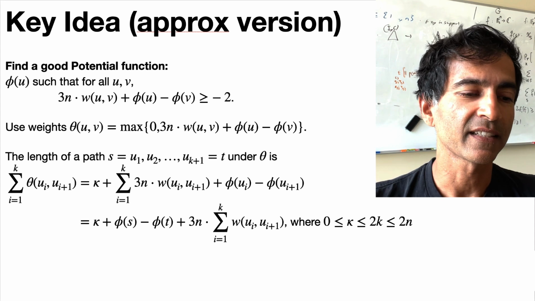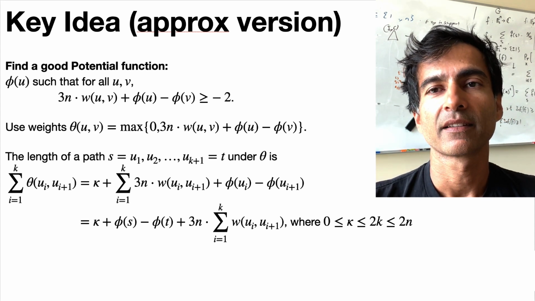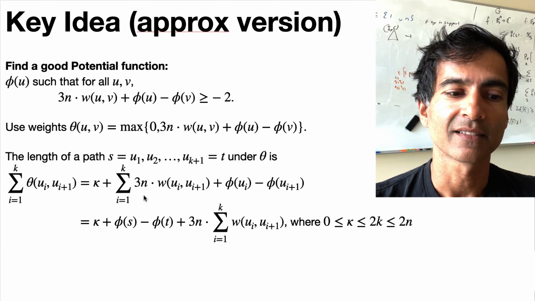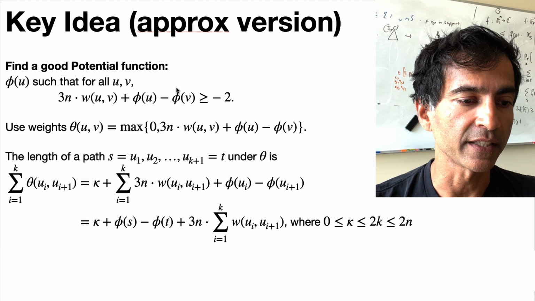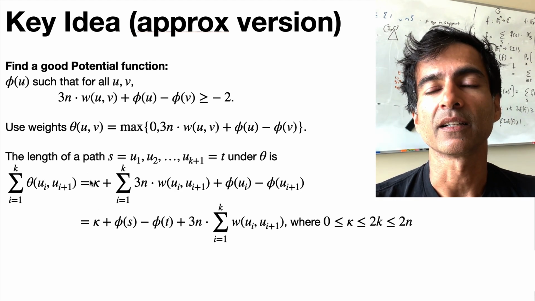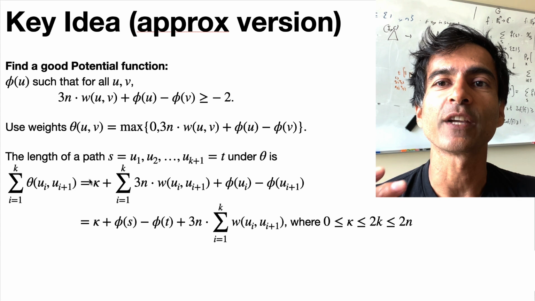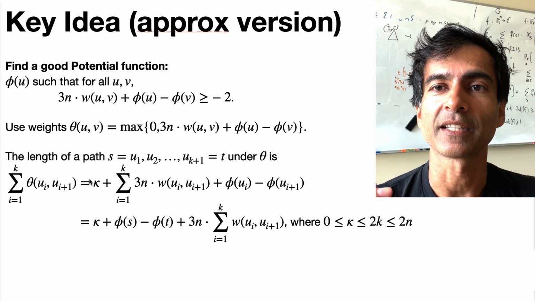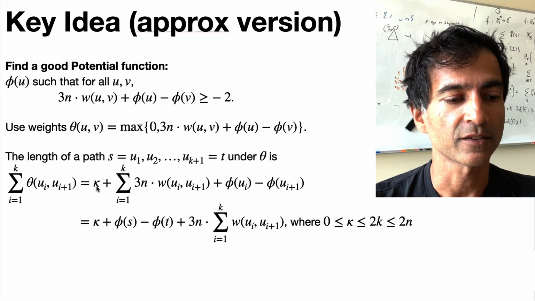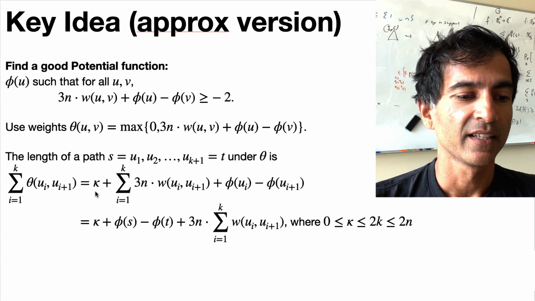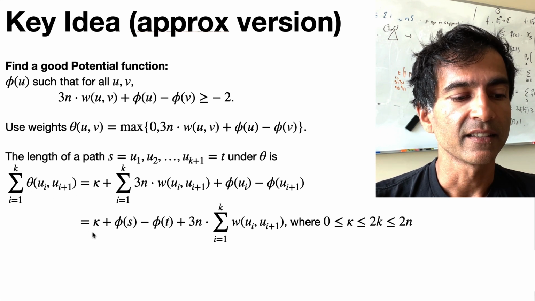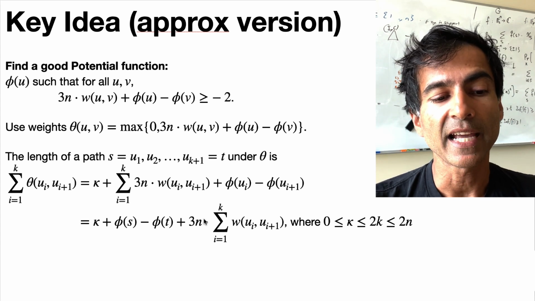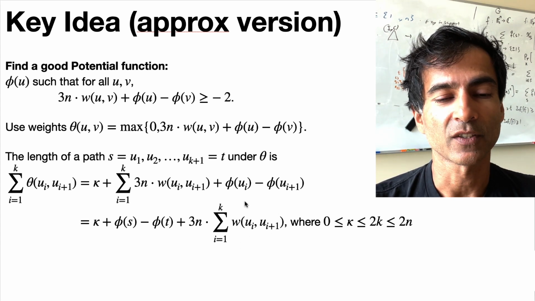Now, the reason this works is that if you consider the length of any path under theta, its length can be expressed as kappa plus the sum for every edge of the left-hand side over here, where kappa is a number between 0 and 2k. This is the error you get by replacing some of the edge weights with 0. So this kappa is between 0 and 2k. And that means that the length of the path looks like kappa plus phi of s minus phi of t plus 3n times the old length.